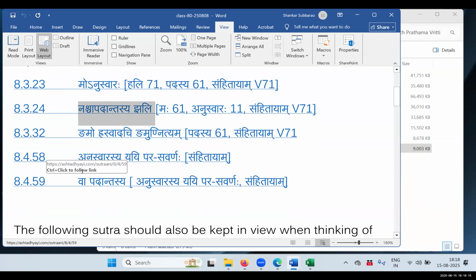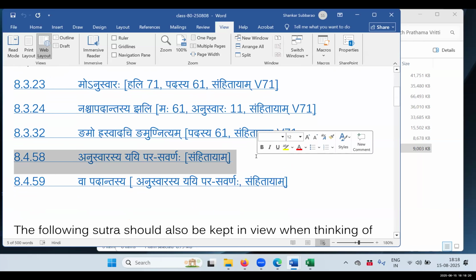Then what happens to the anuswara? Anuswarasya yayi parasavarnaha. When anuswara is followed by, though it says yay, when it's followed by any of the class consonants, then the anuswara is replaced by the parasavarna. Parasavarna means what? The savarna of the following letter. What is savarna for anuswara? Nasika sthanam. Therefore, the anuswara will be replaced by the fifth of the class of the letter which follows the anuswara. Okay?